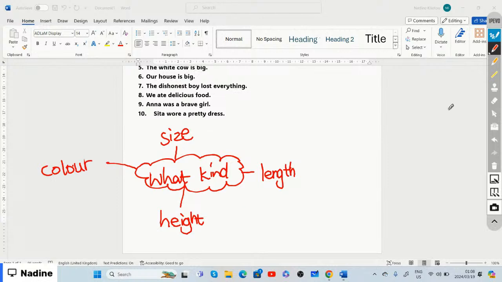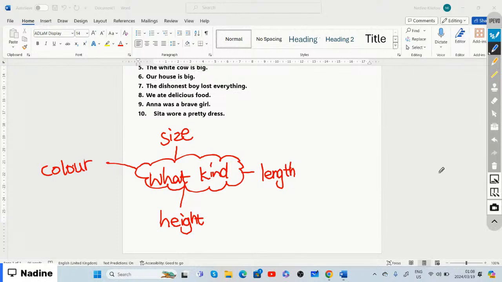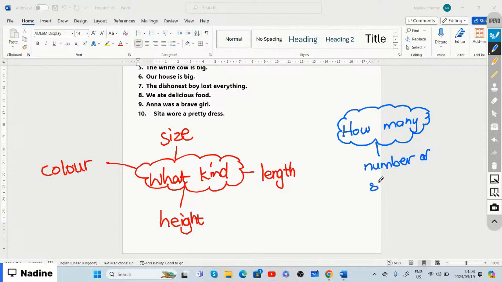And then we have adjectives that tell us how many. These are words that can give us a number. Maybe it will tell you two books, three books. So it will give you the number of books, for example, or the number of something.